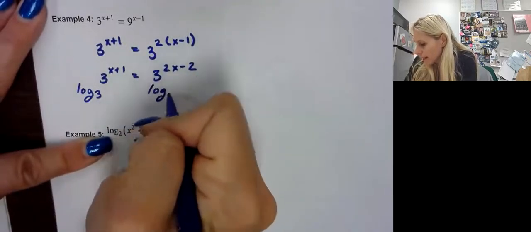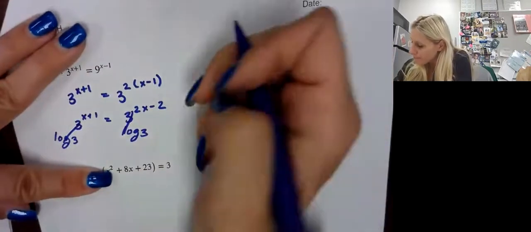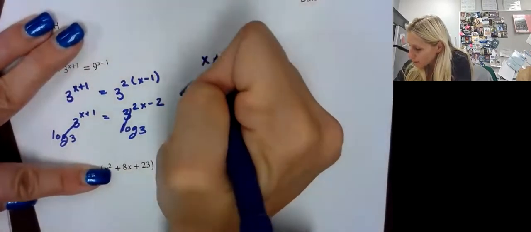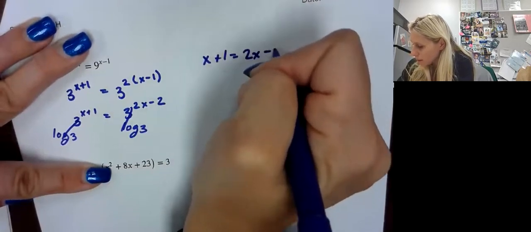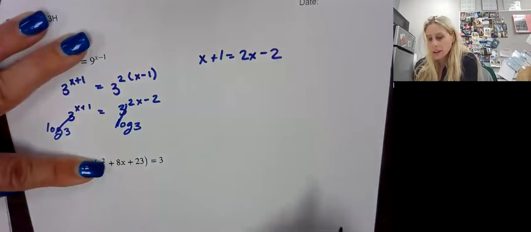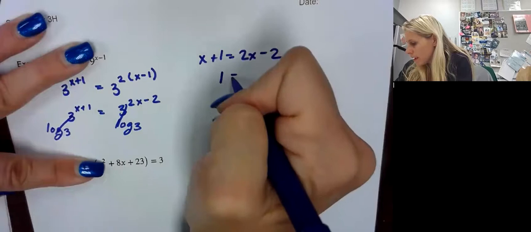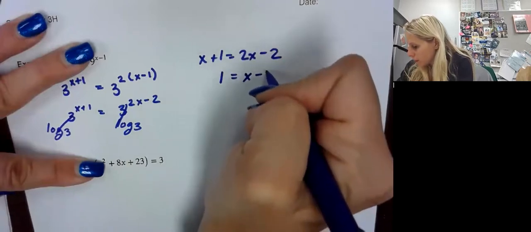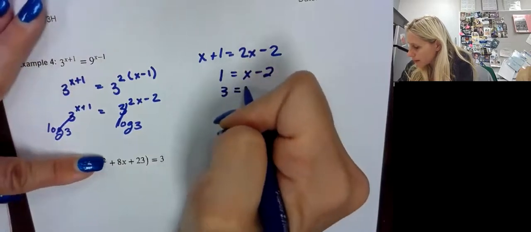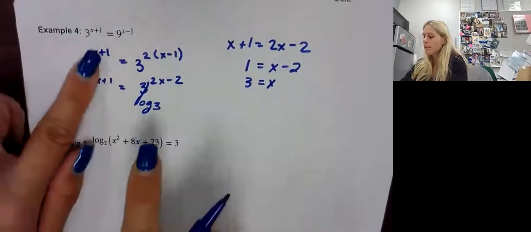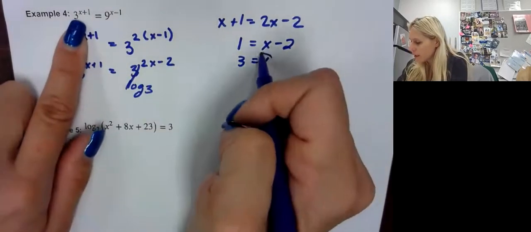Whatever I do to one side, I have to do to the other. We have x plus 1 equals 2x minus 2. And then solve just like we did before. Move the x to one side. So I get 1 equals x minus 2. Add 2 to both sides. We get 3 equals x. Okay, now you can plug both of those into your calculator and double check.